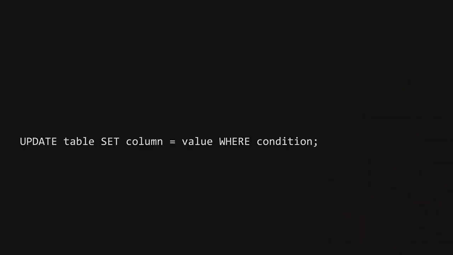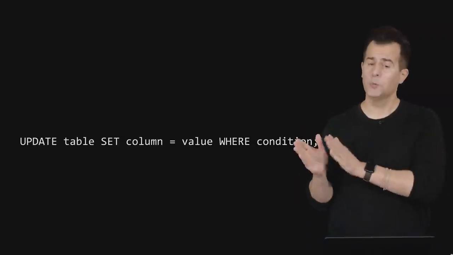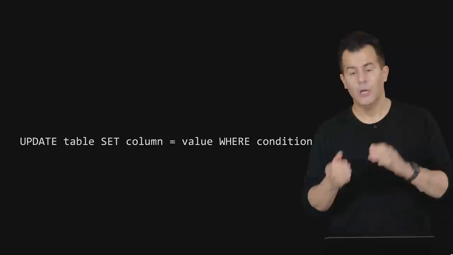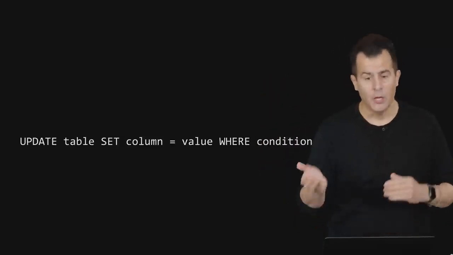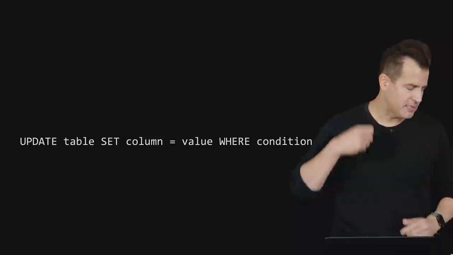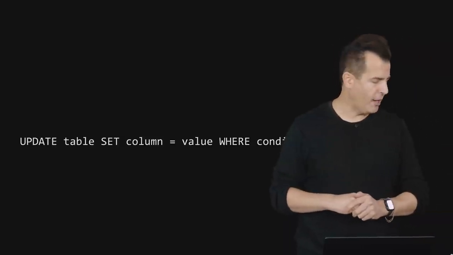If you want to update a table and set one column equal to some value where some condition is true, you can express that with code like this. You can actually set multiple values at once by separating column equals value, comma, column equals value, comma, column equals value, and so forth. But for now, I'm going to go ahead and set two things to known values.